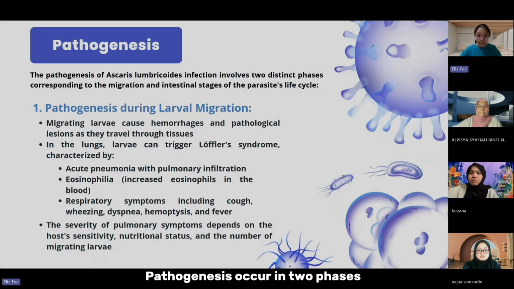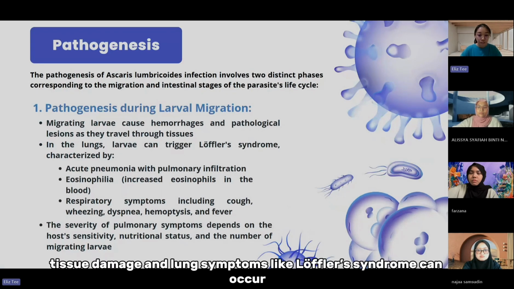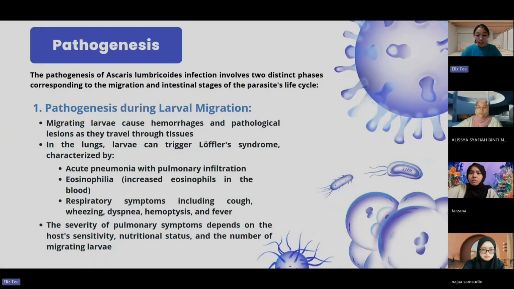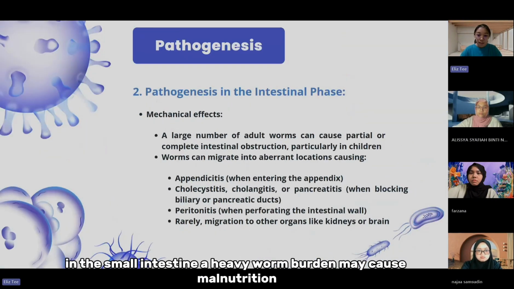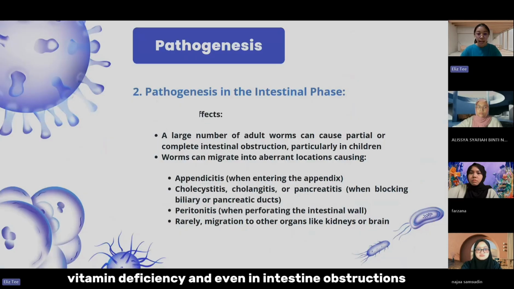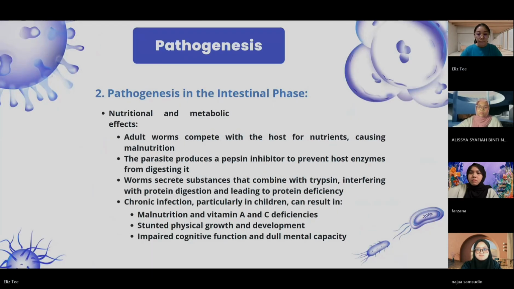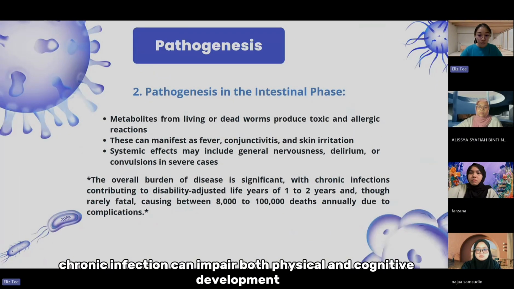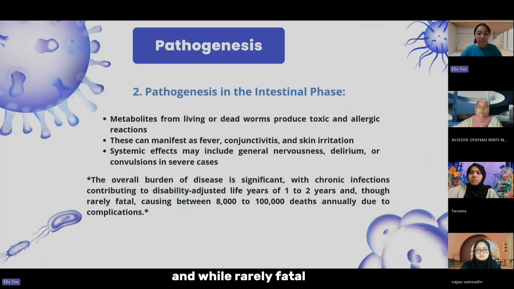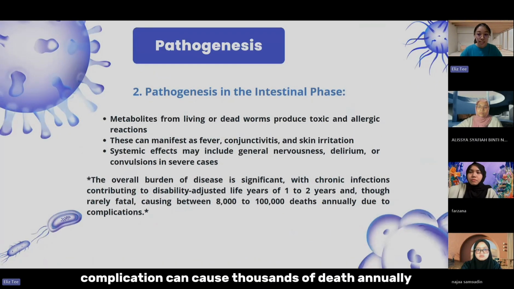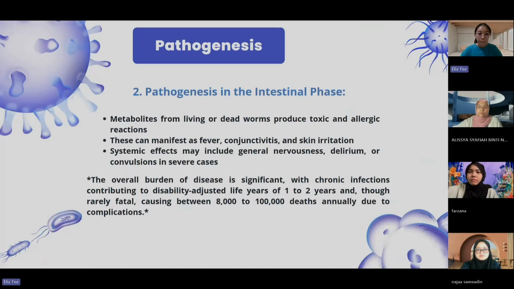Pathogenesis occurs in two phases. During larval migration, tissue damage and lung symptoms like Loeffler's syndrome can occur. In the small intestine, a heavy worm burden may cause malnutrition, vitamin deficiency, and even intestinal obstruction, especially in children. Chronic infection can impair both physical and cognitive development, and while fatal complications are rare, they can cause thousands of deaths annually.